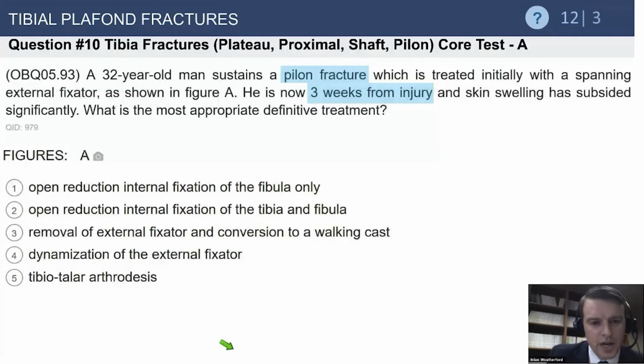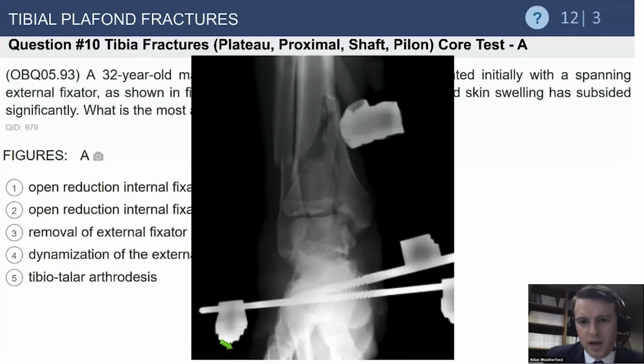Okay, here we go again. 32-year-old male, pilon fracture, treated with a spanning external fixator, as we're going to show shortly. He's now 3 weeks out. Skin swelling has subsided. What do you do at this point? Okay, let's see here. There's the injury.